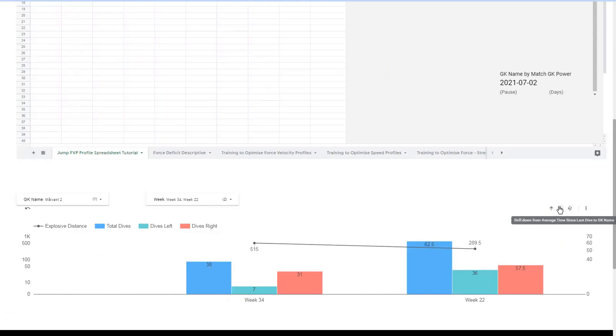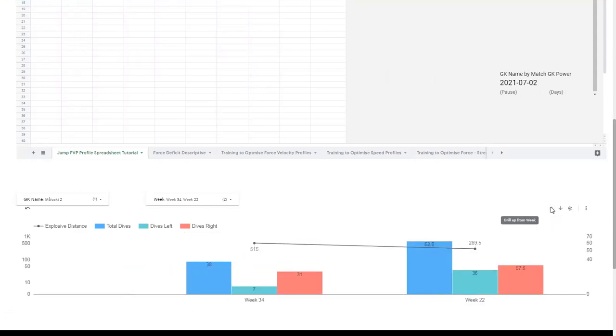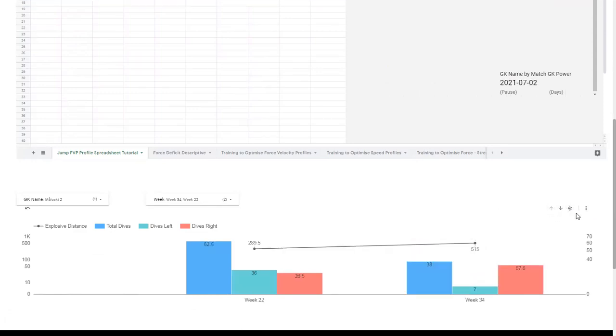I can then drill down because I've added in additional ones. So at the bottom, this is the average time since last time, by goalkeeper name. I can drill up. And I can also look at, if I just wanted to look at dives left, it would just sort this as well. I can just reset that.